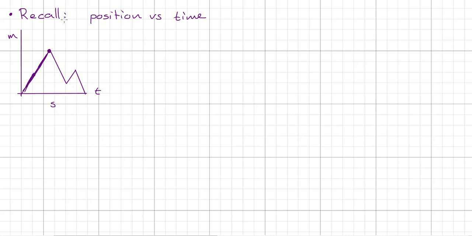So if we have a position versus time graph, which is what this is, the slope, and what's the letter we typically use for slope? M, in your algebra class, right? I'm just going to write the word slope. For this, the slope of a position versus time graph is the speed, or, depending on the direction, velocity.